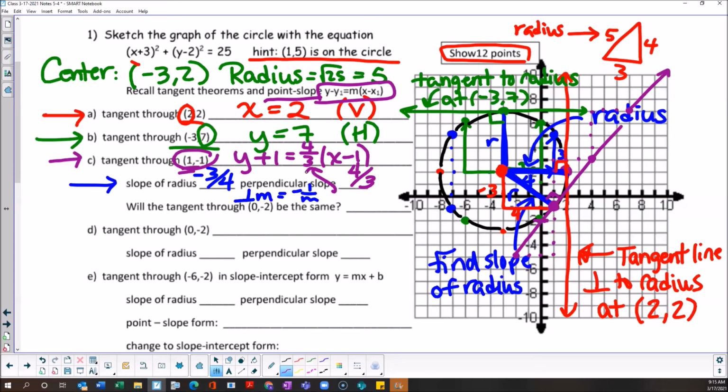Okay, and then just to finish this problem, the next question says, will the tangent through 0, -2 be the same? Well, it's not. 0, -2 is that point there. And if you can picture a wheel going around, like a Ferris wheel, that purple line that we just did was tangent to the circle at the point 1, -1. The green line would have to be tangent to the point 0, -2. It would be a different slope, right? It would be a little bit flatter slope.